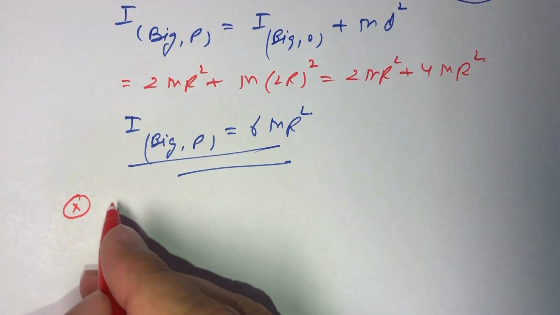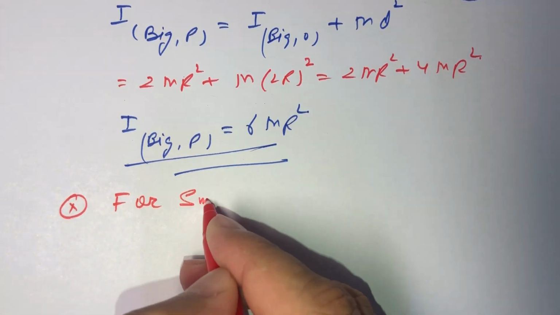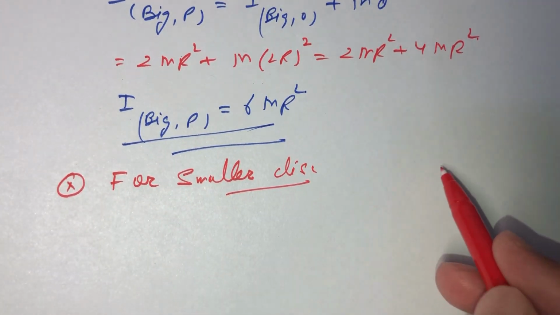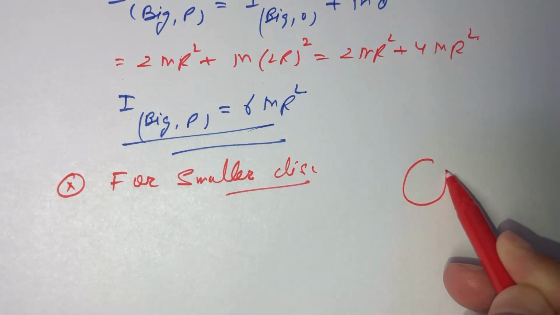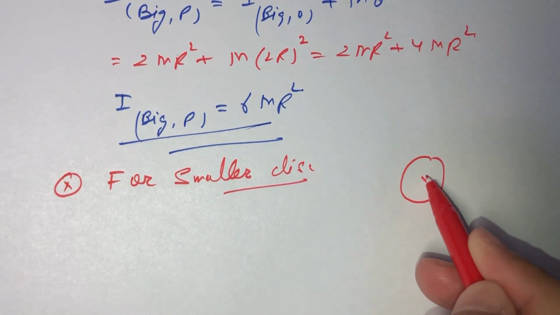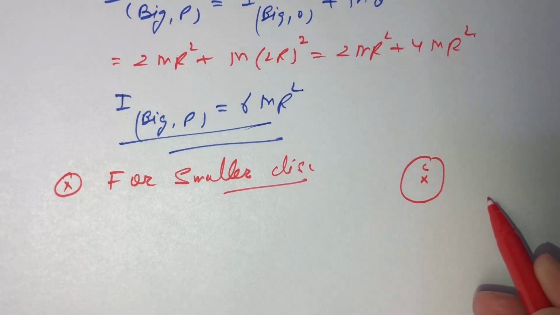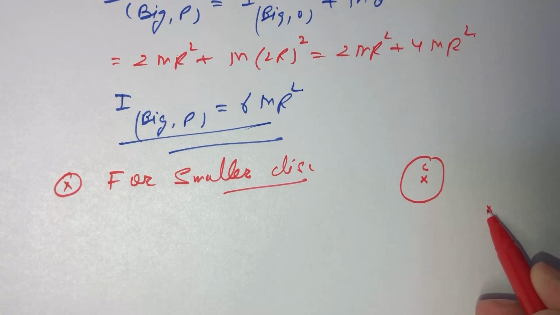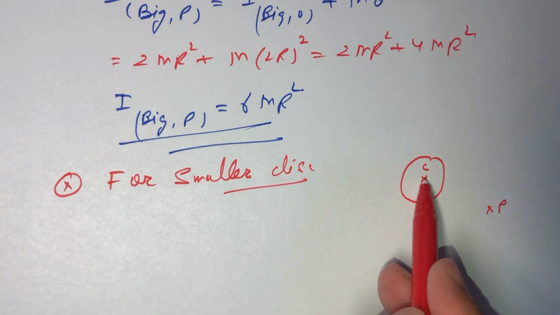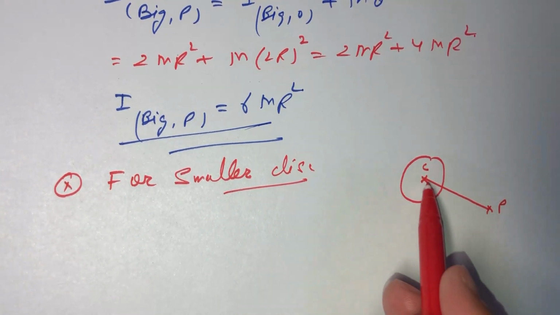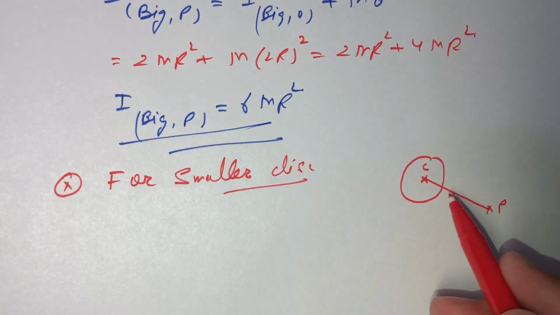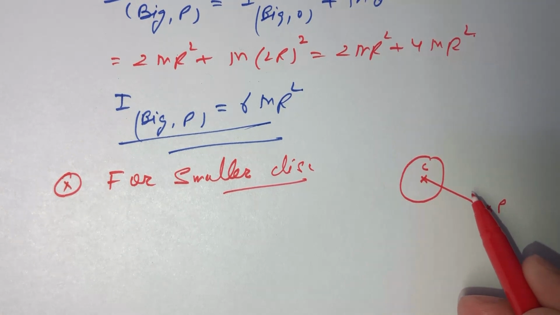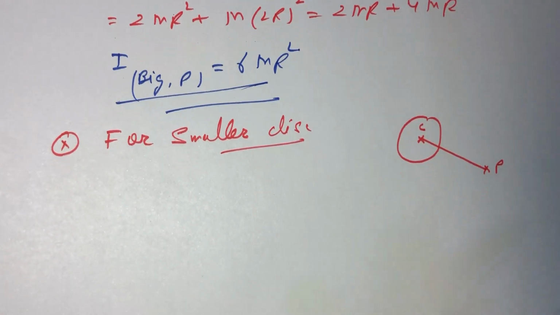So for the smaller disk, this is our smaller disk and this center is called C, and we are interested in finding out for point P. The point P is somewhere here, and this is the perpendicular distance between the two. So first of all, let's find out what will be CP. Yeah, let me draw it.